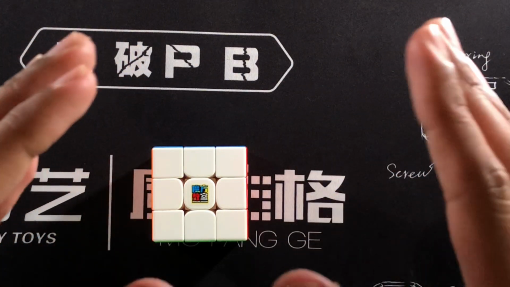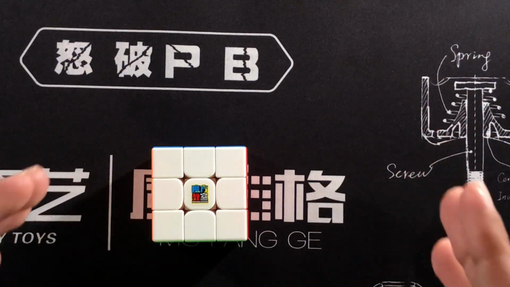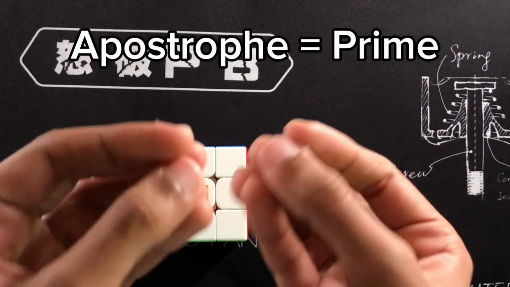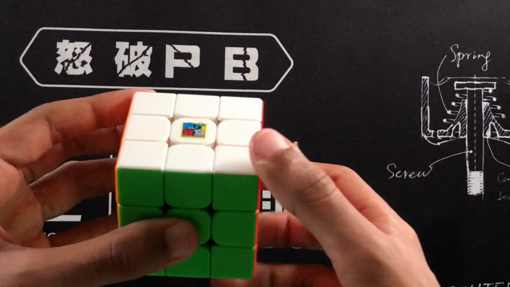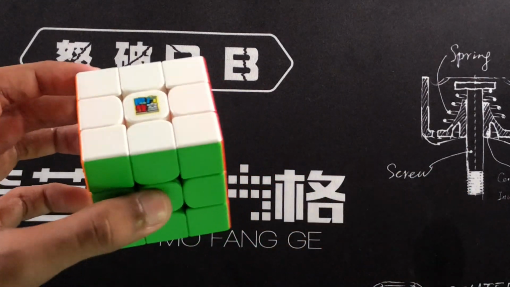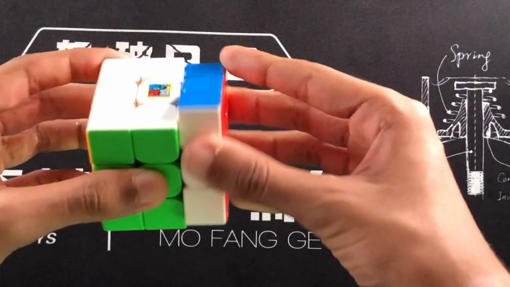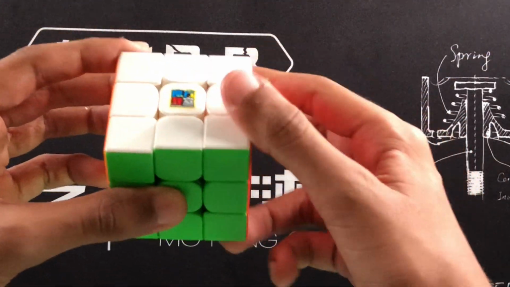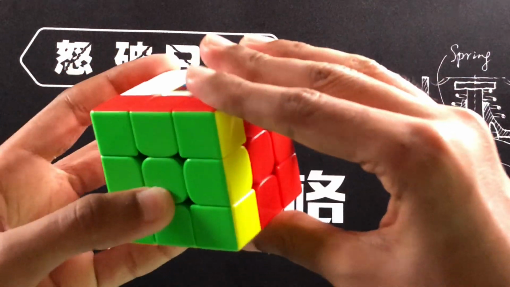Now, what if you see a letter with an apostrophe? So if you see a letter with an apostrophe, that means prime. And what that means is to turn that side of the cube or that layer counterclockwise. So if you see R with an apostrophe, that would mean to turn it like this, counterclockwise. If you see F with an apostrophe, that would mean to turn it like this, counterclockwise.